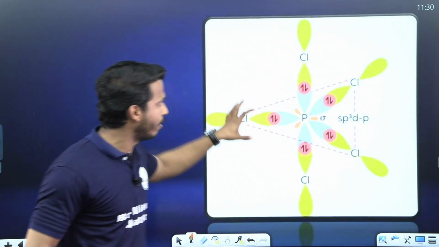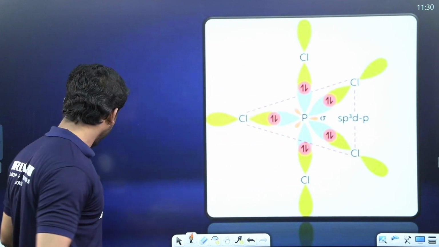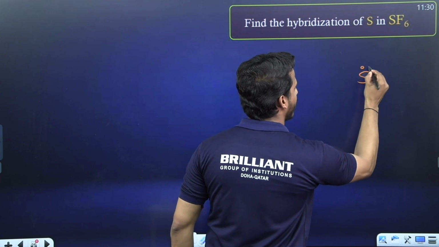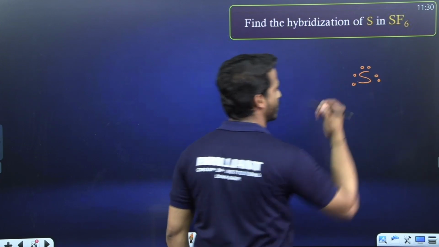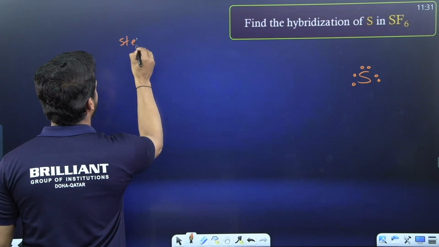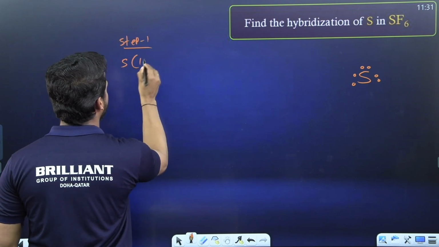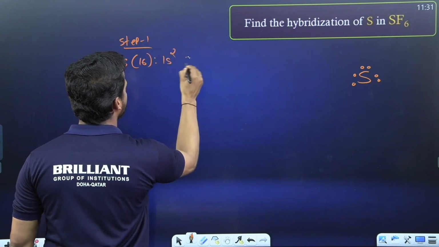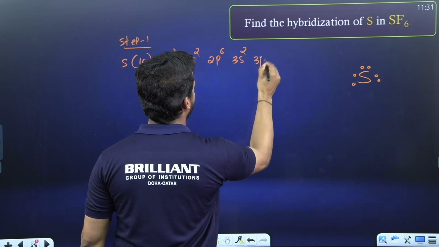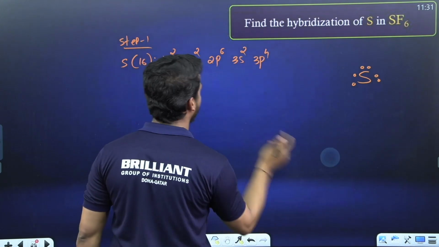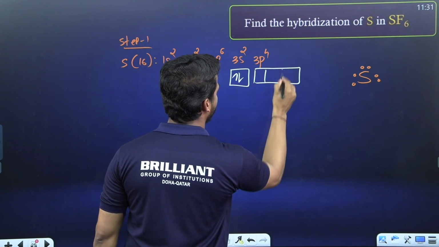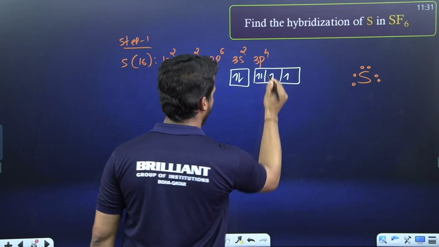Let's see another question. SF6. So PCl5 was the previous one, and this is its shape. Next one, SF6. Sulfur is the central atom. What is sulfur's valence electron count? 6. Sulfur has atomic number 16, right? Step 1, we write the sulfur atomic number 16. So the configuration is 1s2, 2s2, 2p6, 3s2 and 3p4. So how do we mark it here? This is 3s, 2 electrons. This is 3p, having 4 electrons. 1, 2, 3, 4.